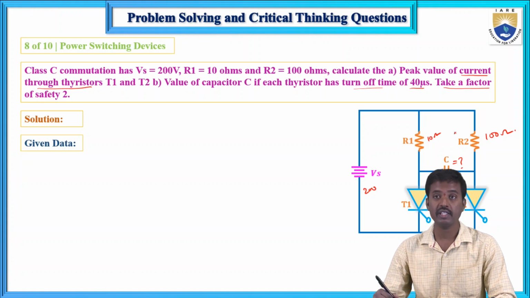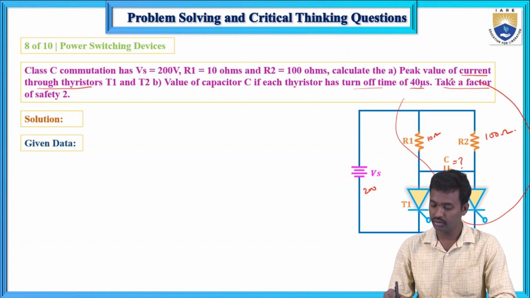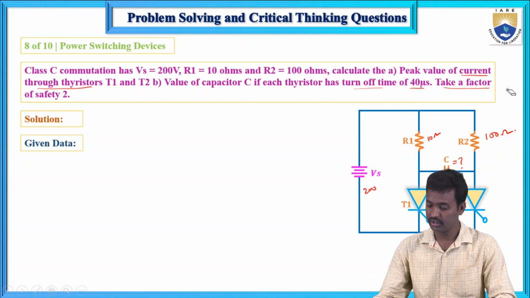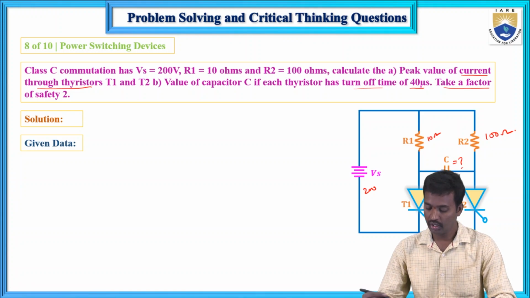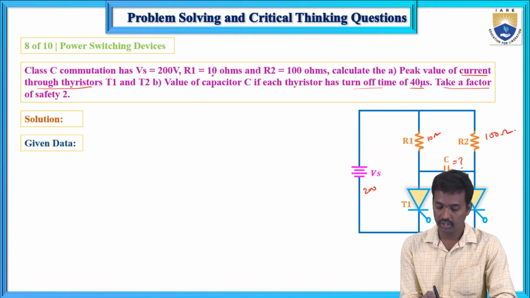This is class C commutation, or complementary commutation process. To turn off T1, we are using this external circuit, that is the forced commutation technique. To turn off the T2 SCR, this technique we are using. This is the forced commutation technique with external components. T1 and T2 are in complementary fashion, they are terminating each other. From this you can calculate the capacitor value.